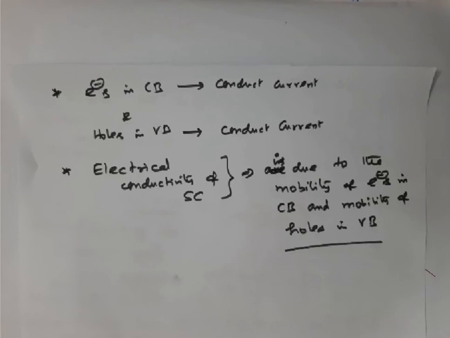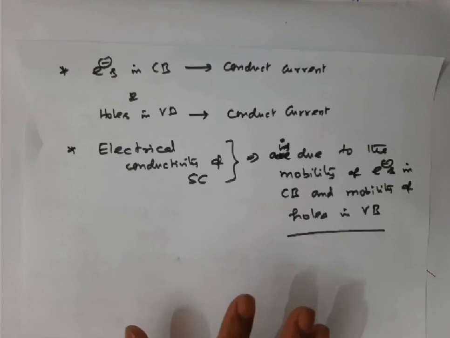So whenever holes are generated in the valence band, yes, the material conducts current. Similarly, whenever electrons are generated in the conduction band, yes, the material conducts current. Okay, so these two are very essential points you should keep in mind.